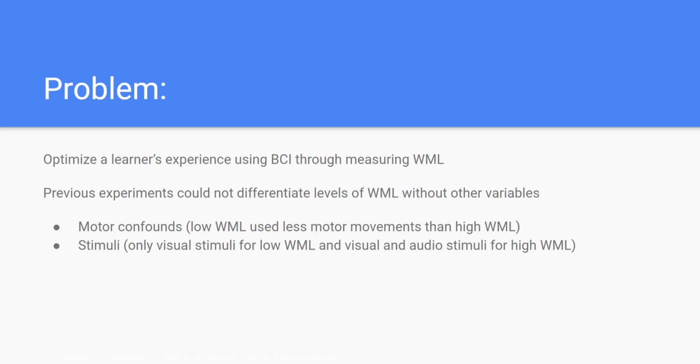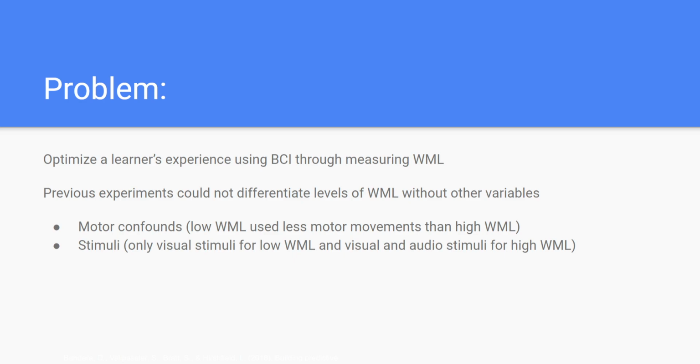So what they essentially want to do is, for students who are learning something, use a BCI application that customizes the learning experience based on their working memory load. If something's too easy, they start increasing the task difficulty, and if something's too hard, they decrease the task difficulty. However, previous experiments could not differentiate levels of working memory load without other variables. So it was very difficult for them to understand what was causing the difference in the data, whether it was the actual working memory load, or things like motor confounds.